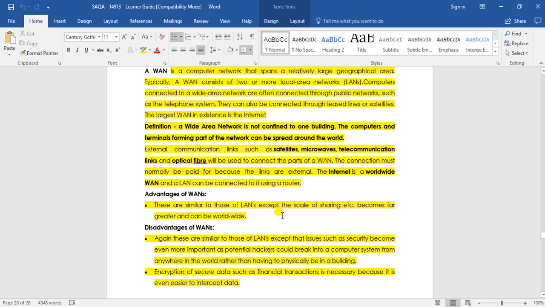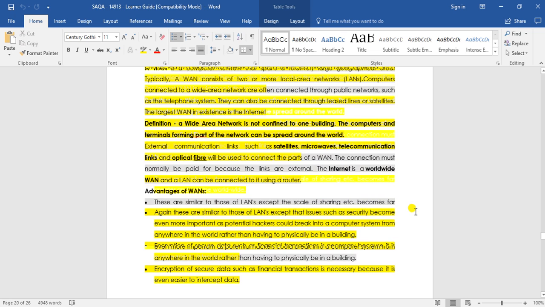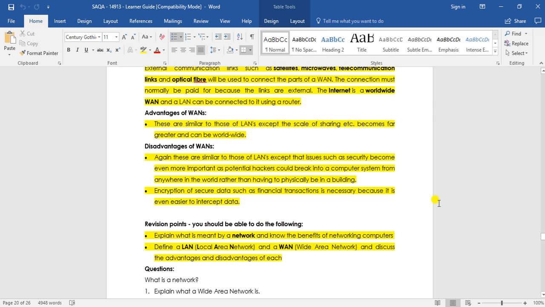Advantages of WANs: these are similar to those of LANs, except the scale of sharing etc. becomes far greater and can be worldwide. The disadvantages of WANs: again, these are similar to those of LANs, except that issues such as security become even more important, as potential hackers could break into a computer system from anywhere in the world rather than having to physically be in a building. Encryption to secure data such as financial transactions is necessary because it is even easier to intercept data.